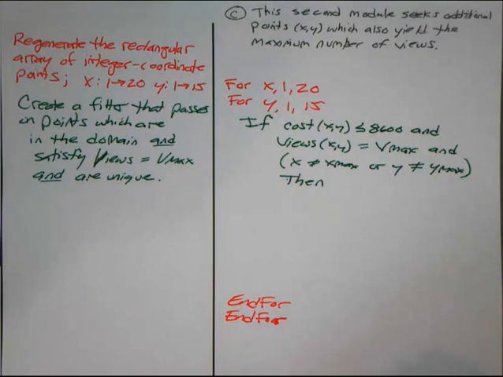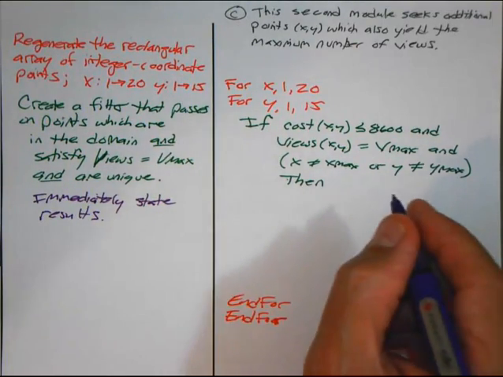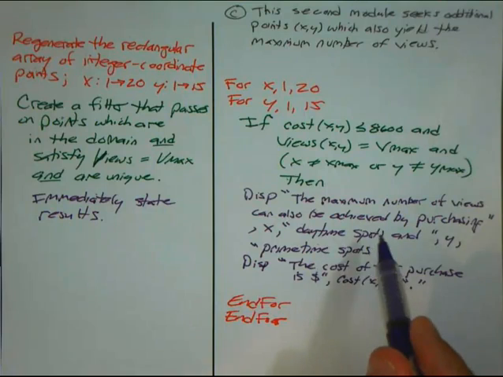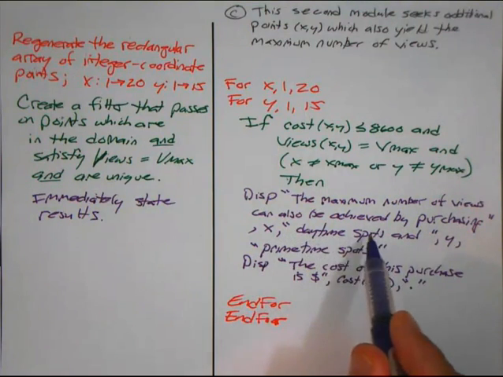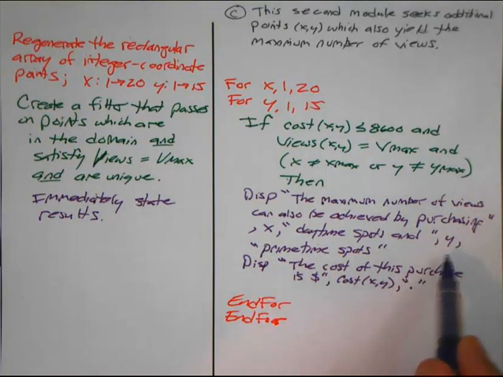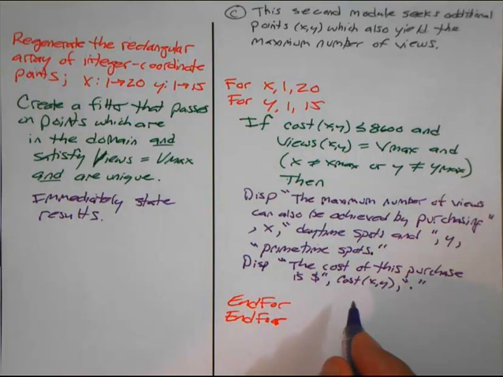Then, if it passes through this filter, what should happen then? Well, we should immediately state results. So for the coding, it's time to record a display statement. We could display: the maximum number of views can also be achieved by purchasing X daytime spots and Y primetime spots. And while we're displaying that, it might also be interesting to display the cost of this purchase, with the dollar symbol, and then have the cost of XY function record its value there. It might be interesting to see that as well, and then another period.